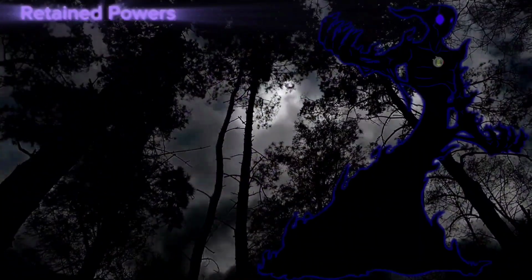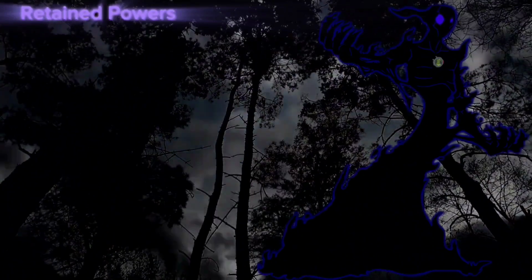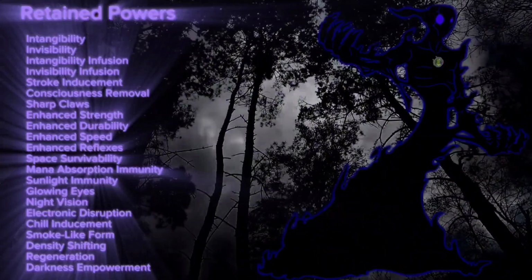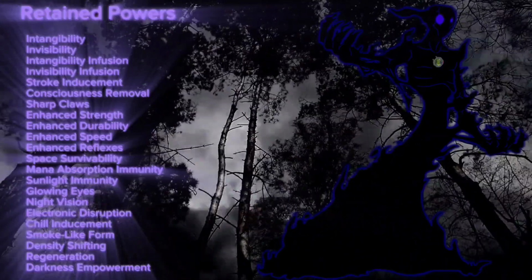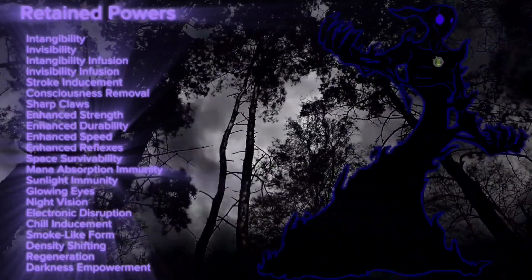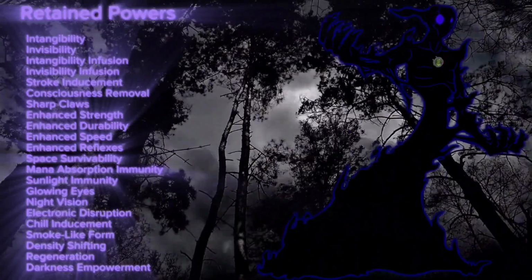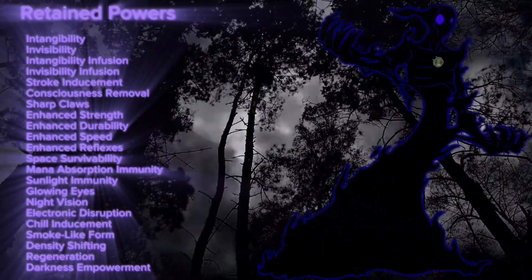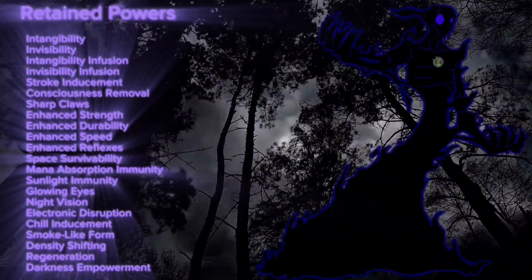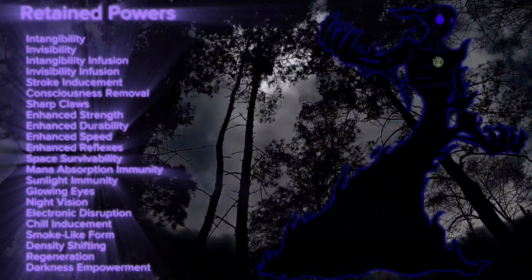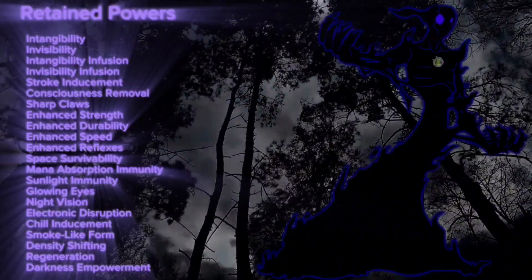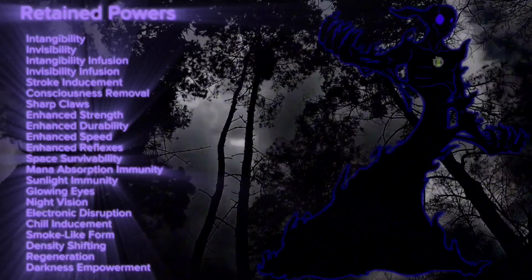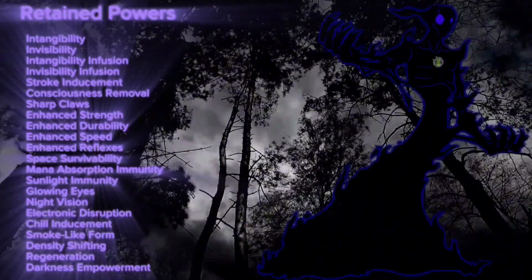Alright, now onto the powers and weakness section. For retained powers, these include intangibility, invisibility, intangibility infusion, invisibility infusion, stroke inducement, consciousness removal, sharp claws, enhanced strength, enhanced durability, enhanced speed, enhanced reflexes, space survivability, mana absorption immunity, sunlight immunity, glowing eyes, night vision, electronic disruption, chill inducement, smoke-like form, density shifting, regeneration, and darkness empowerment.